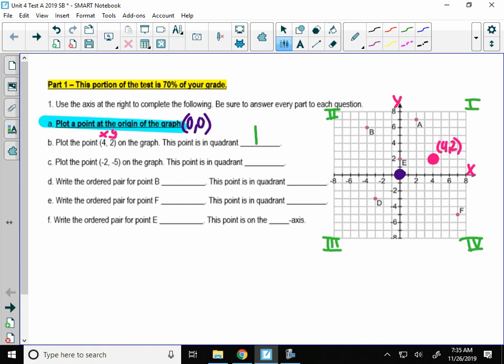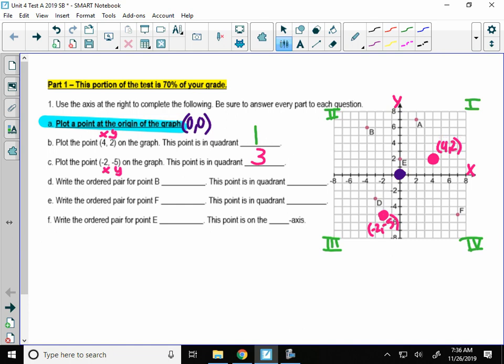Now, plot the point negative 2, negative 5. Well, negative 2 is an x. Negative 5 is a y. So I'm going to start at the origin. For x to negative 2, I'm going to go to the left to negative 2. And negative 5 means I go down 5. That's where this point is. So that is in quadrant, we already labeled it, quadrant 3. All right, now you need to write the ordered pair.